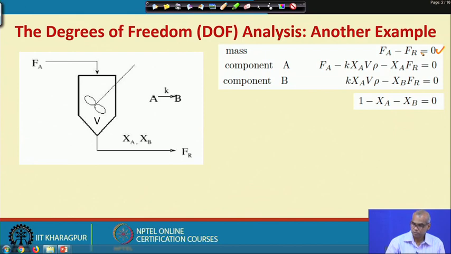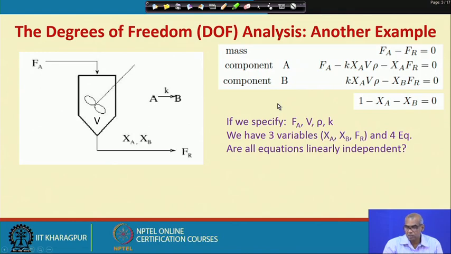Component balance equation for A: this is the amount of A that comes in, this is due to change of A to B, and this goes out with the outlet stream. Similarly, the component balance for B: this is due to formation of B from A, and this goes out with the outlet stream. So, you can write down one mass balance equation and two component balance equations. We can still write one more equation which says the sum of all mole fractions will be equal to 1. So, XA plus XB equals 1, or 1 minus XA minus XB equals 0.